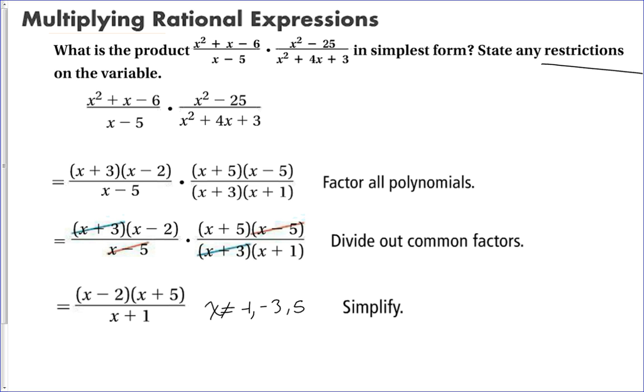Okay? So multiplying rational expressions is really the same as simplifying rational expressions. Factor everything you can. And then divide out common factors. You can just cancel them out from the top to the bottom. Rewrite it with what's left. And then, of course, state any and all domain restrictions. Okay? Can't be 5, can't be negative 3, can't be negative 1.